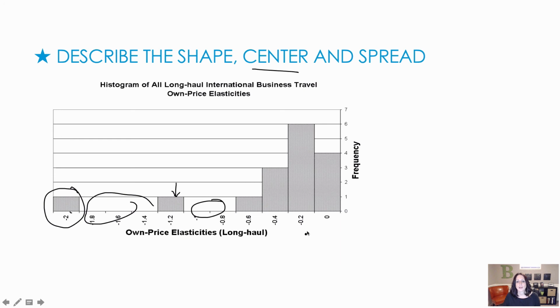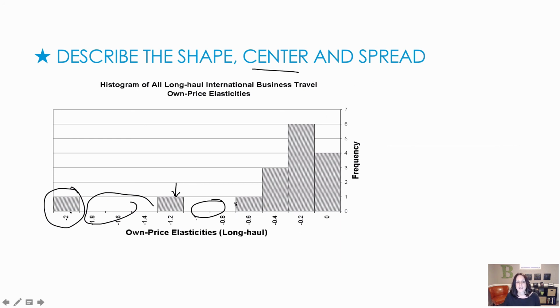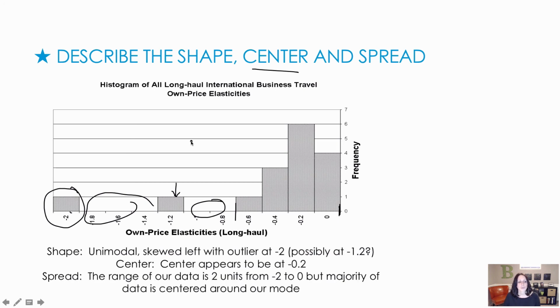The center appears to be about -2. For the spread, I would say that most of the data go from -0.6 to 0, but that we have some extreme values. So shape, center, spread, again, here are the ideas that we just talked about.